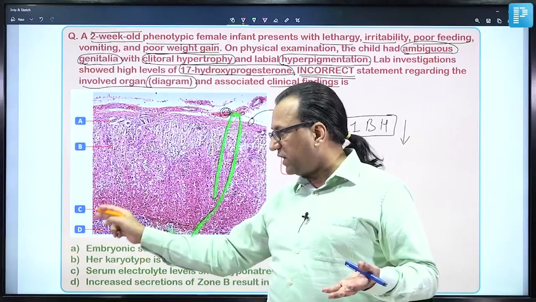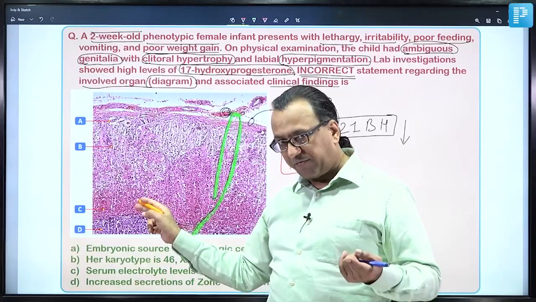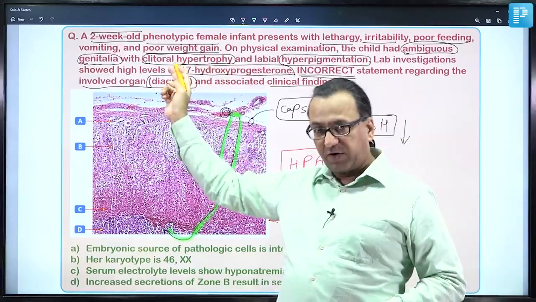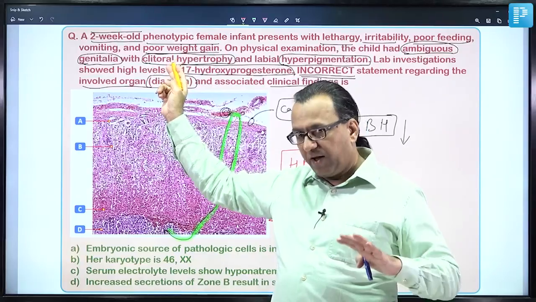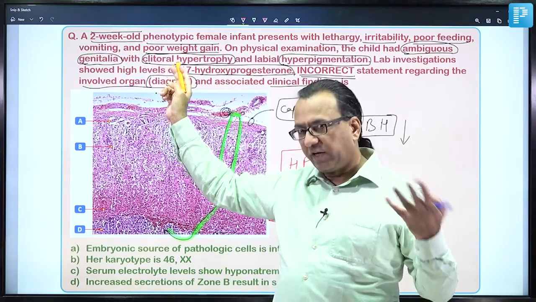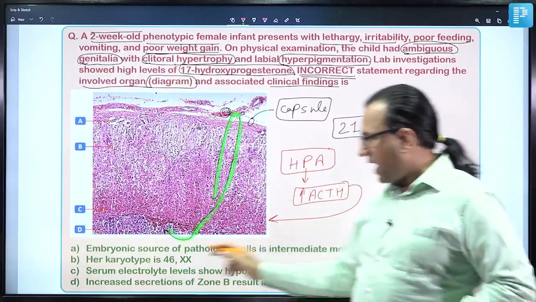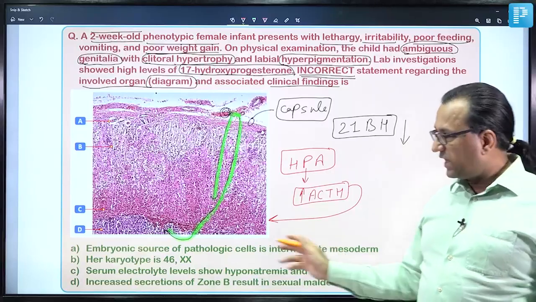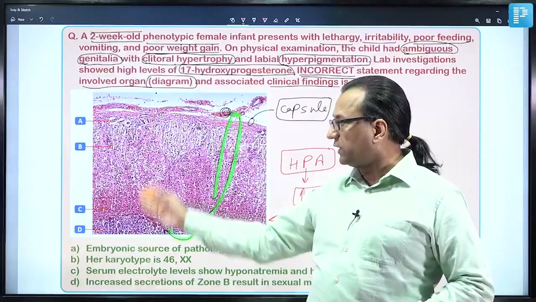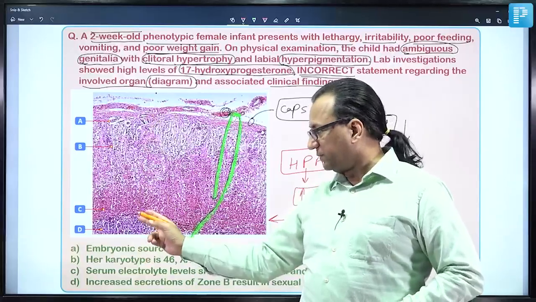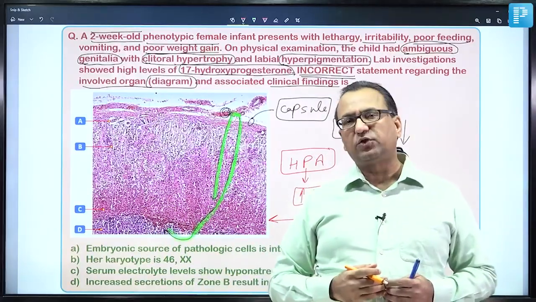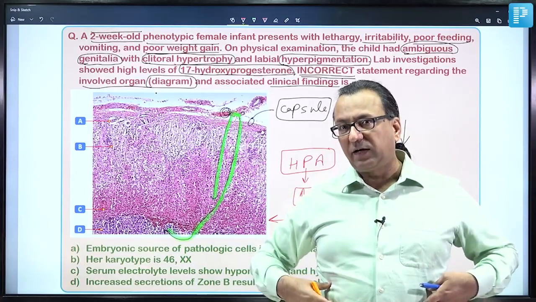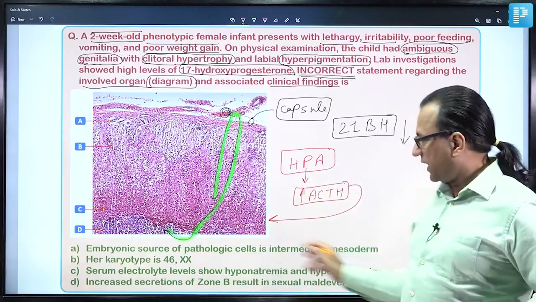secreted. And now, because there are a lot of androgens, the virilizing or masculinizing effect, the female baby is now showing clitoral hypertrophy, ambiguous genitalia, a female showing male features due to increased androgens. Anyhow, what about the embryonic source of the pathological cells? Is it coming from intermediate mesoderm? See, this is the adrenal gland which has an outer cortex and inner medulla. If you say cortex, the adrenal cortex is coming from the same source from where the kidneys come. So kidneys and adrenal cortex come from intermediate mesoderm. That is a correct statement.